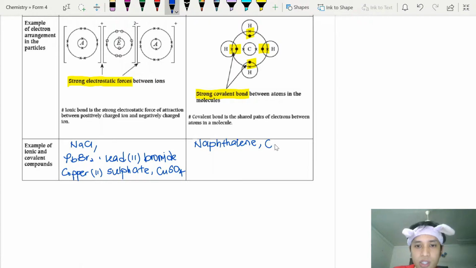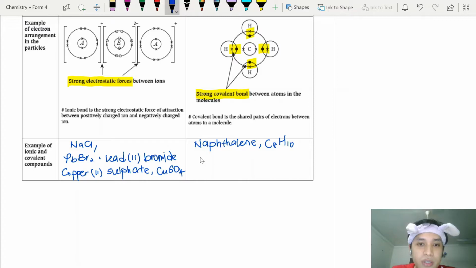Okay, your C8H10, oops, right? C8H10. Okay, naphthalene, the one that we did in our lab. I'm referring to my previous students. The one that we did in our lab, naphthalene. And then we have a lot more.